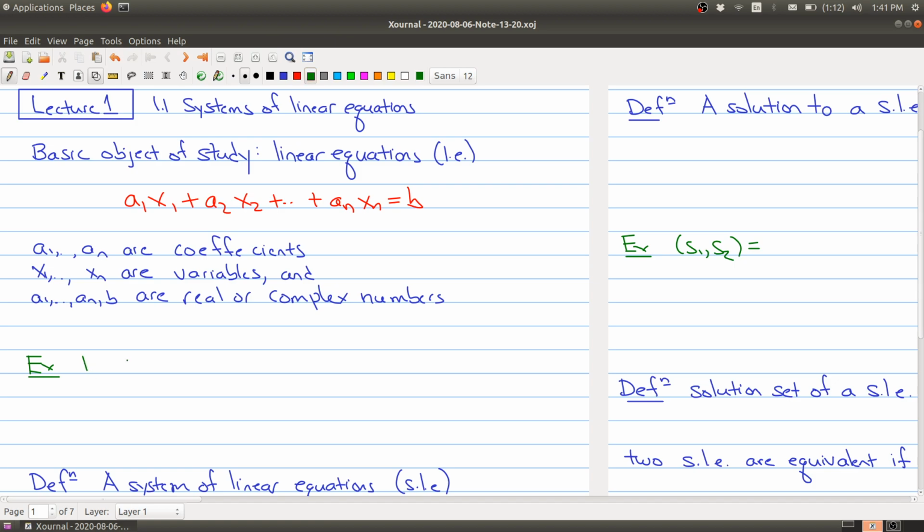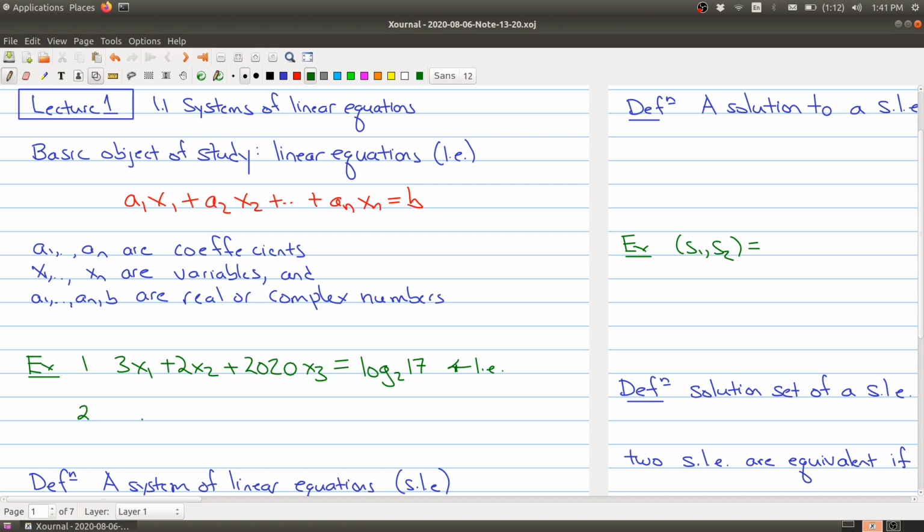First of all, I'll give you an example of a linear equation: 3x1 plus 2x2 plus 20x3 equals log base 2 of 17. So this would be an example of a linear equation. This is a number. We have all numbers, and all the variables only show up to some power.